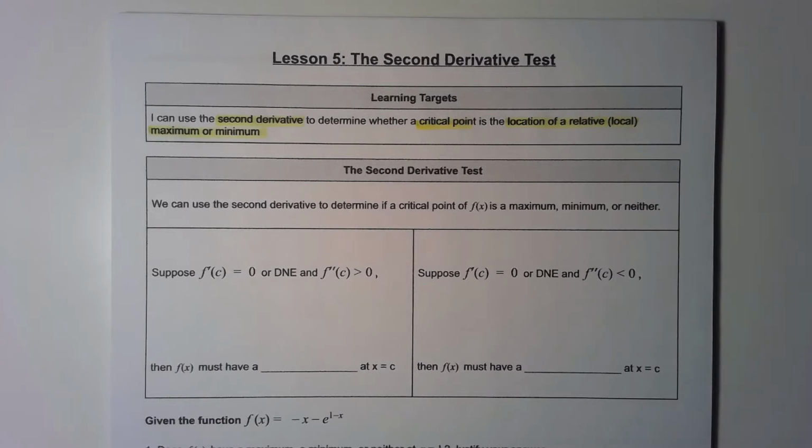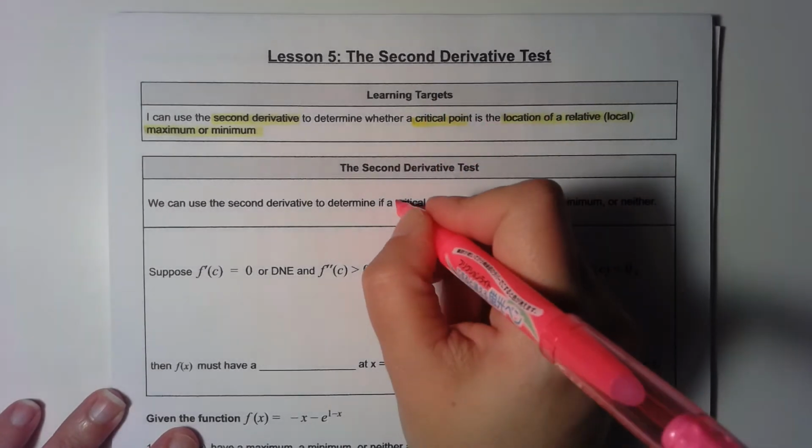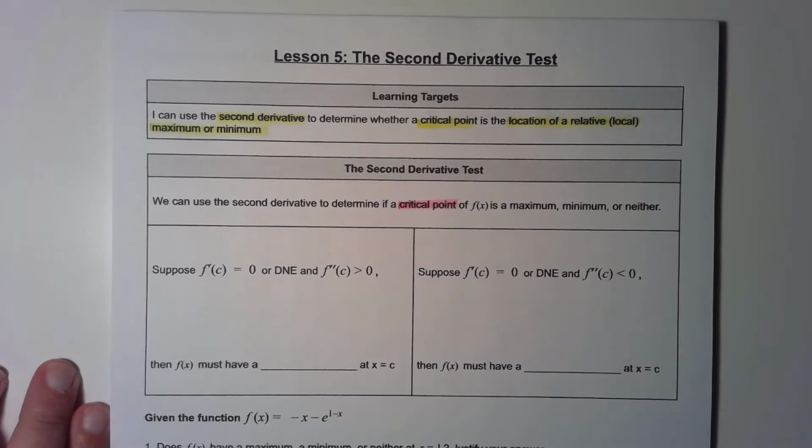Here's what the second derivative test says. We can use the second derivative to determine if a critical point, and this is important, it's a critical point, is a max, a min, or neither. And here's how it works. So this is really important. It has to be a critical point to start with before we then look at the second derivative to determine if that's a max, a min, or neither. So we start with a critical point and we use the second derivative to kind of narrow it down to what type of extrema, if any, would occur at that value.